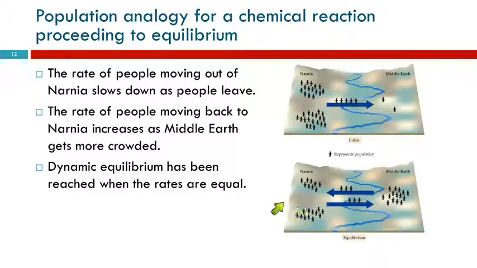Because as this gets more crowded, then the rate of emigration to Middle-earth increases. It has to do with the crowding. That's the concentration of the reactants. If the concentration is higher, the forward reaction goes faster. But as the concentration decreases, then the reaction rate decreases. And so it's going to regulate itself. Any questions?